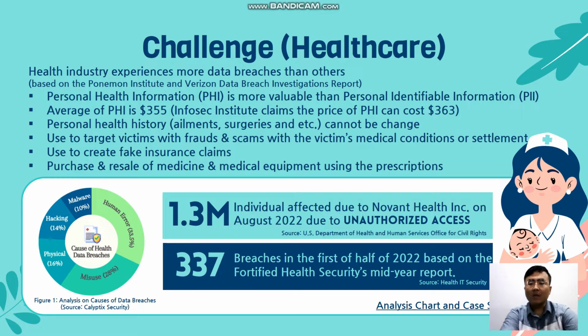using the prescriptions. We have two famous case studies here. First, 1.3 million individuals were affected due to the Novant Health incident in August 2022 due to unauthorized access. Another case study we found is 337 breaches in the first half of 2022, based on the Fortified Health Security mid-year report, which caused a lot of money to be lost.